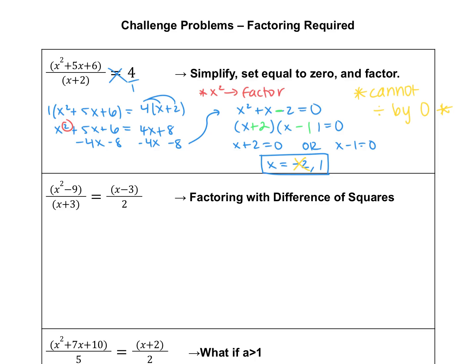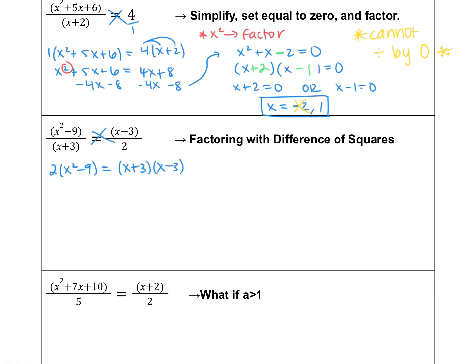Okay, give me like 6 more minutes to do the next 2. Oh, look, we have another proportion again, so we're going to cross multiply. We have 2 multiplied by x squared subtract 9. And then we have an x add 3 and an x subtract 3. In order to get set equal to 0, we're going to have to multiply everything out. So on this left side, I'm going to distribute. So I get a 2x squared subtract 18.